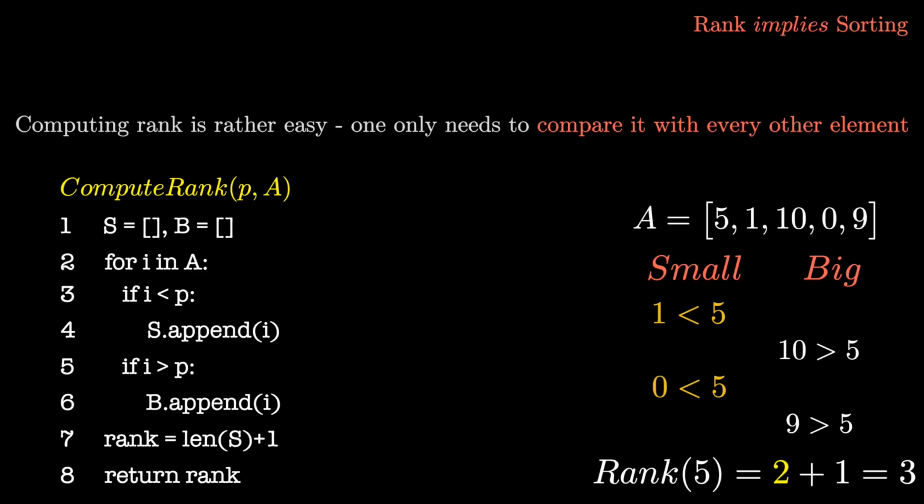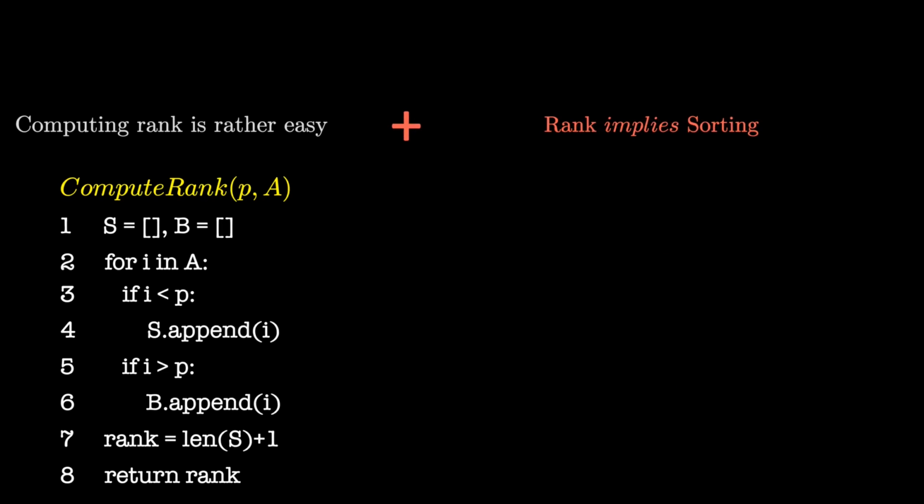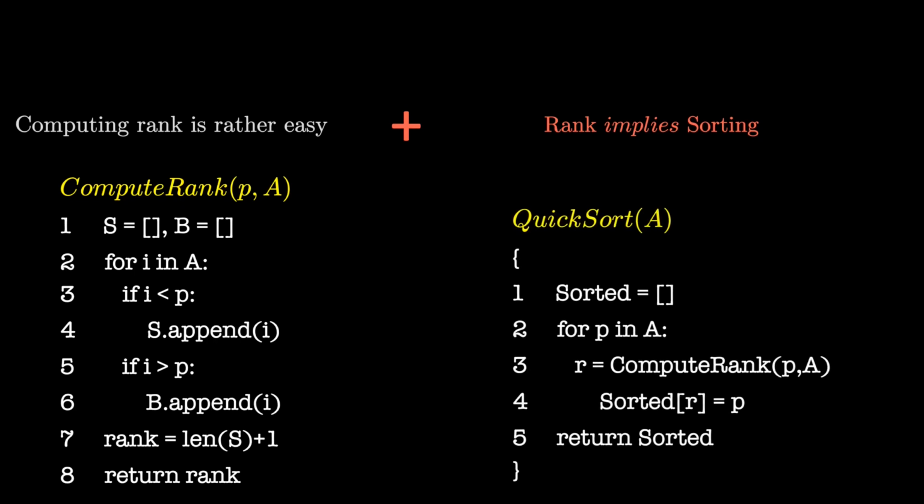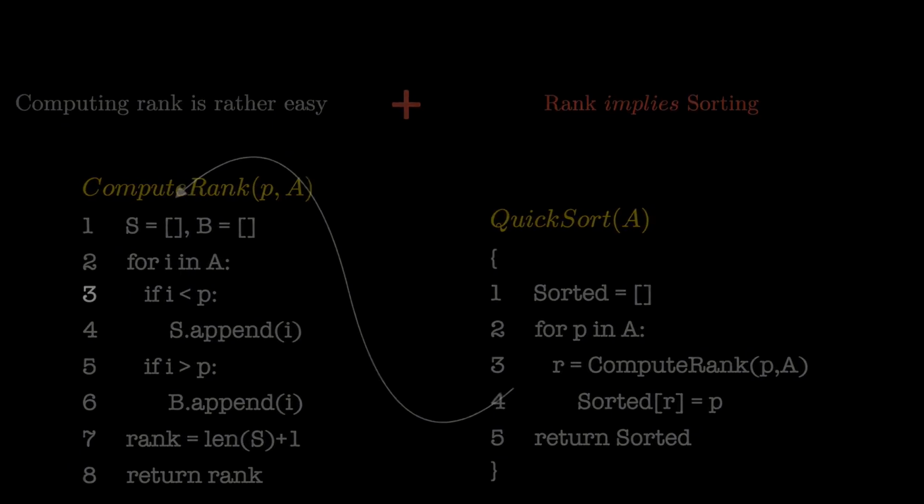Well, what do we know so far? We know that the rank is easy to compute, and we know that if we know the ranks, we can do the sorting. These 2 simple observations give us our first QuickSort algorithm. In this simple first algorithm, we compute the rank of every P in our list and then store it at its rank's position in a new list. That's going to be our sorted list. In the next part, we'll improve upon this rather crude version of the QuickSort algorithm into a more refined one.